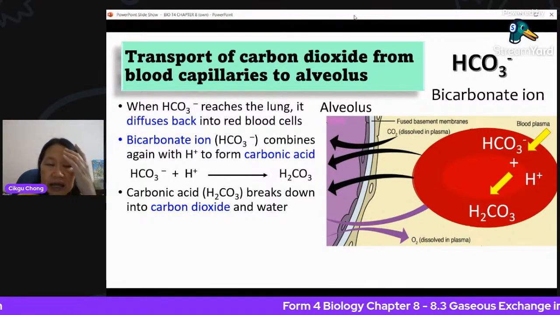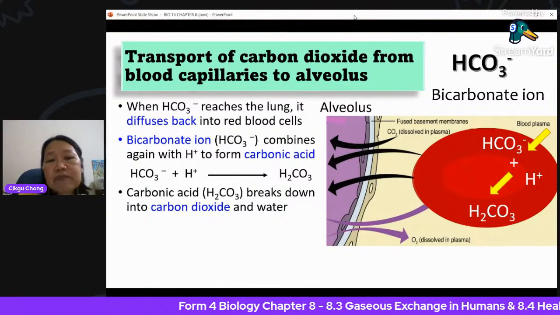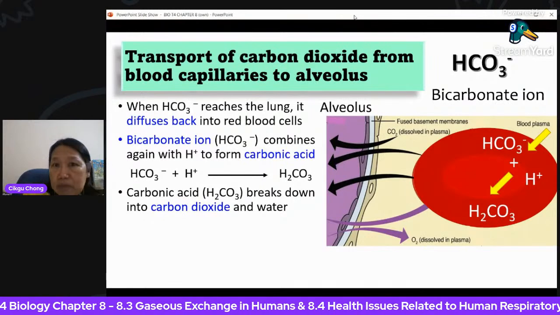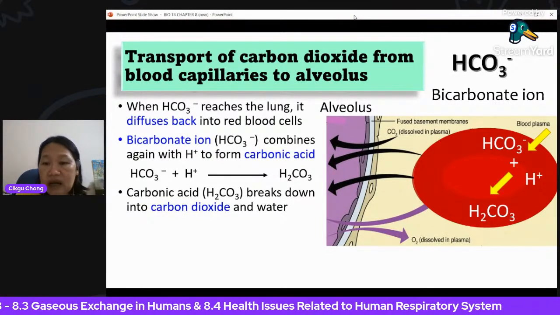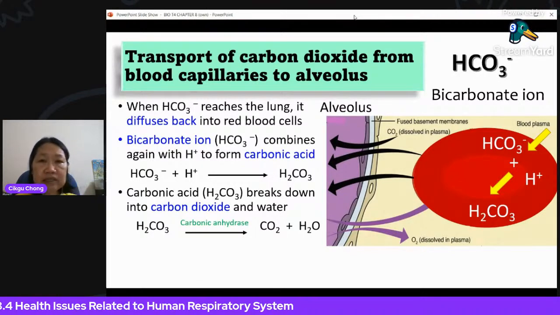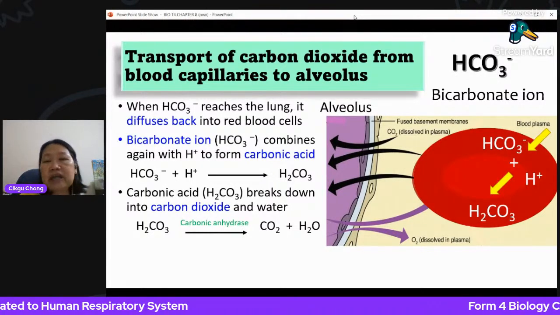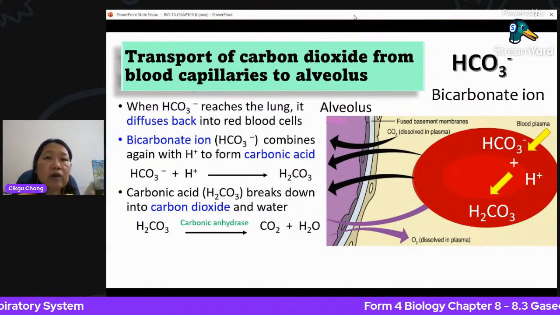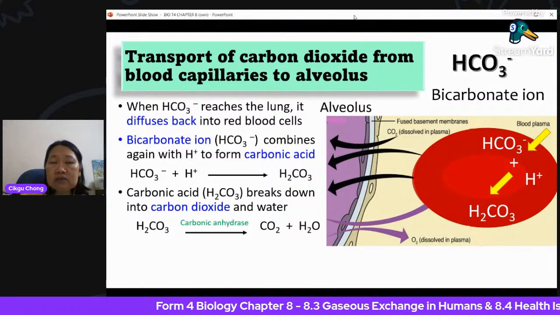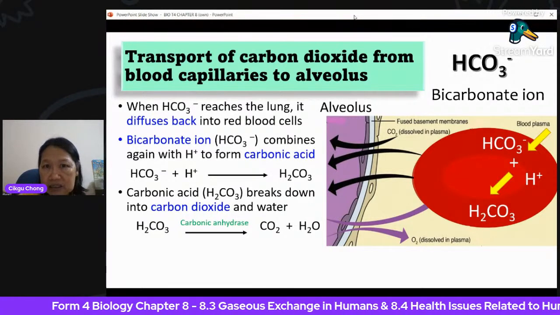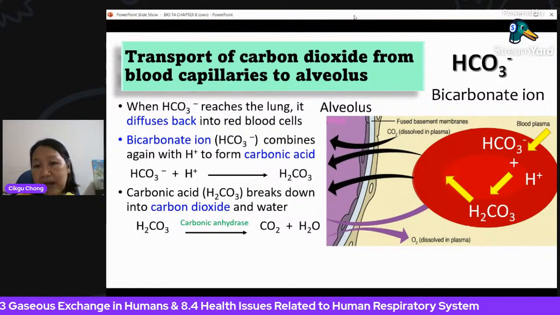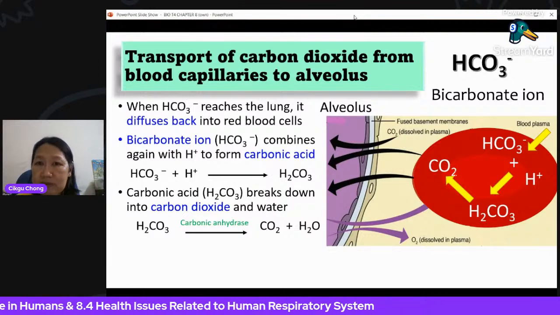So the carbonic acid now will break down. Just now, carbon dioxide and water combined to give carbonic acid. Now when carbonic acid breaks down, you get back carbon dioxide and water, also catalyzed by the same enzyme, carbonic anhydrase. As you know, enzymes can work both ways, forward or backward. The reaction uses the same enzyme. So you get carbon dioxide formed back inside the red blood cell.